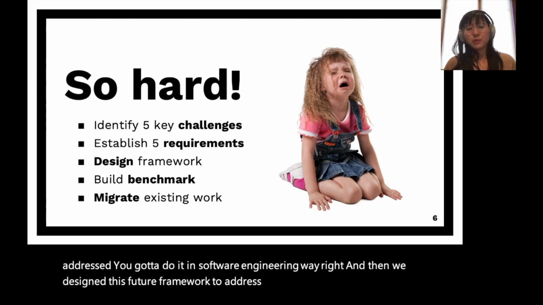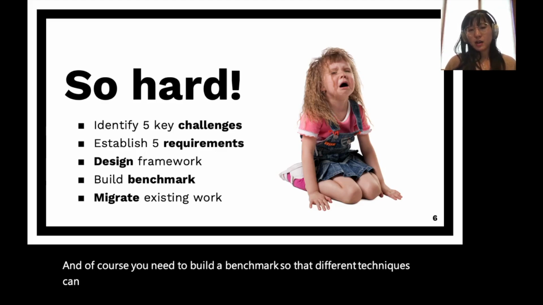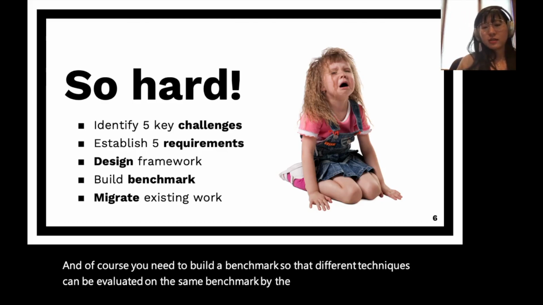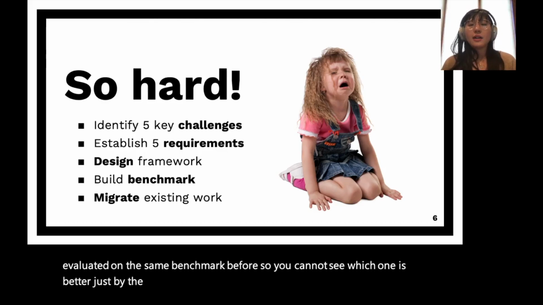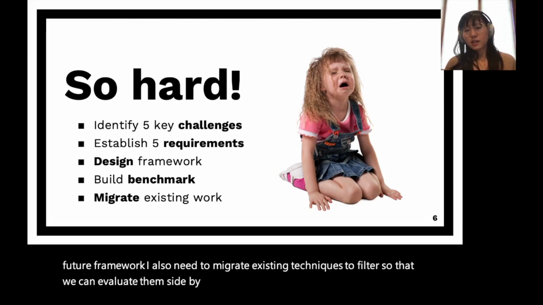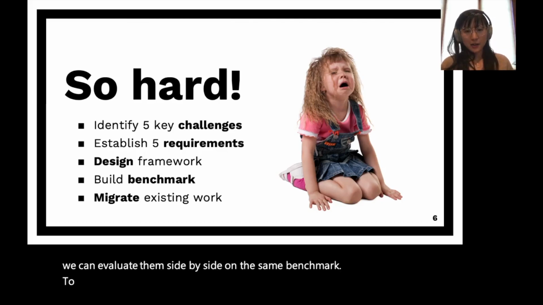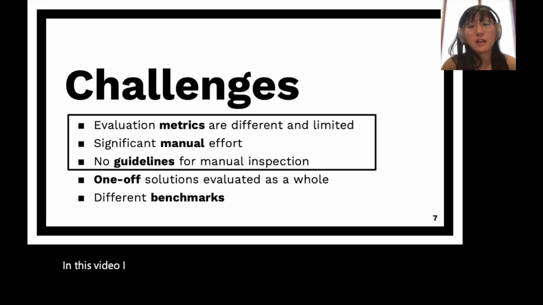And of course, you need to build a benchmark so that different techniques can be evaluated on the same benchmark. By the way, they were not evaluated on the same benchmark before. So you cannot see which one is better just by the results from the original papers. And in the end, with this FrUITeR framework, I also need to migrate existing techniques to FrUITeR so that we can evaluate them side by side on the same benchmark to understand their differences and similarities. In this video, I will focus on 3 out of 5 challenges that we address in FrUITeR.